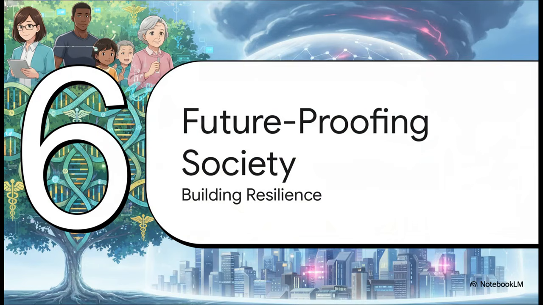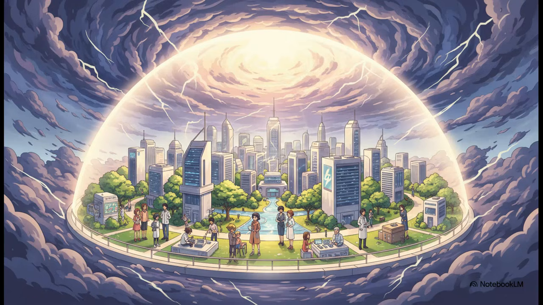Finally, Section 6. Future-proofing our society, building resilience against tomorrow's crises. Why is this structural shift absolutely critical right now? Because it's not solely about managing our day-to-day health. It is fundamentally about the future resilience of our society against sudden, catastrophic global shocks. The academic source material makes this explicitly clear.